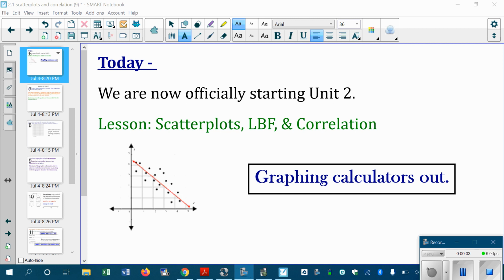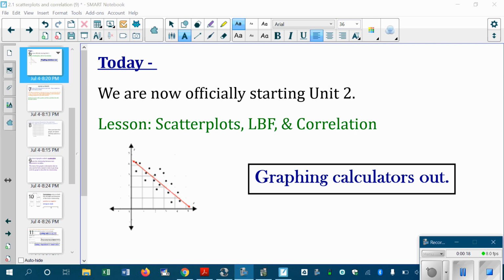Well, hello. Today we are starting Unit 2. Unit 2 is about bivariate data. And so if you recall Unit 1 being about univariate data, which is where we had one variable, clearly this unit is about having two variables.